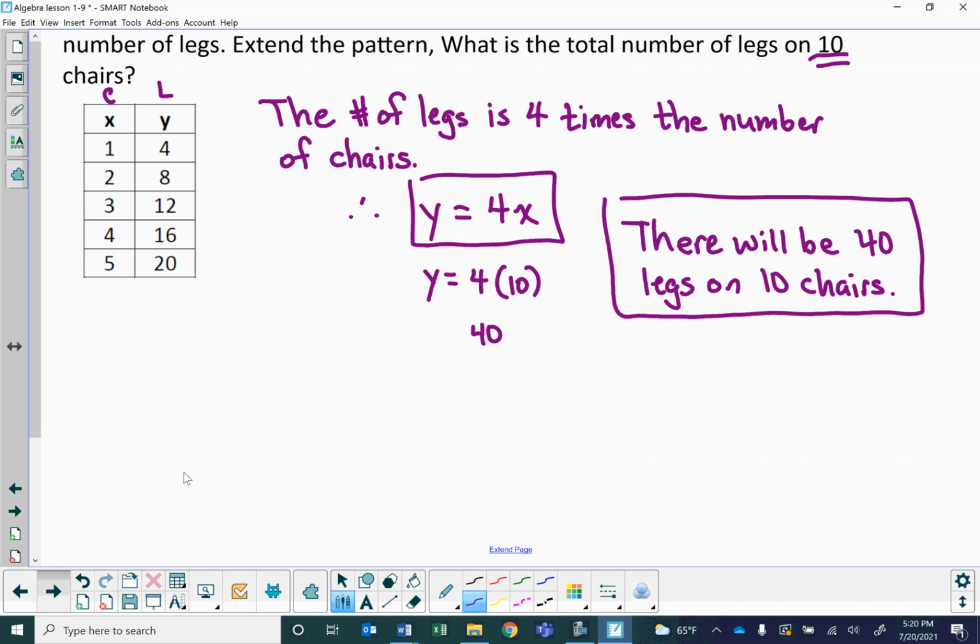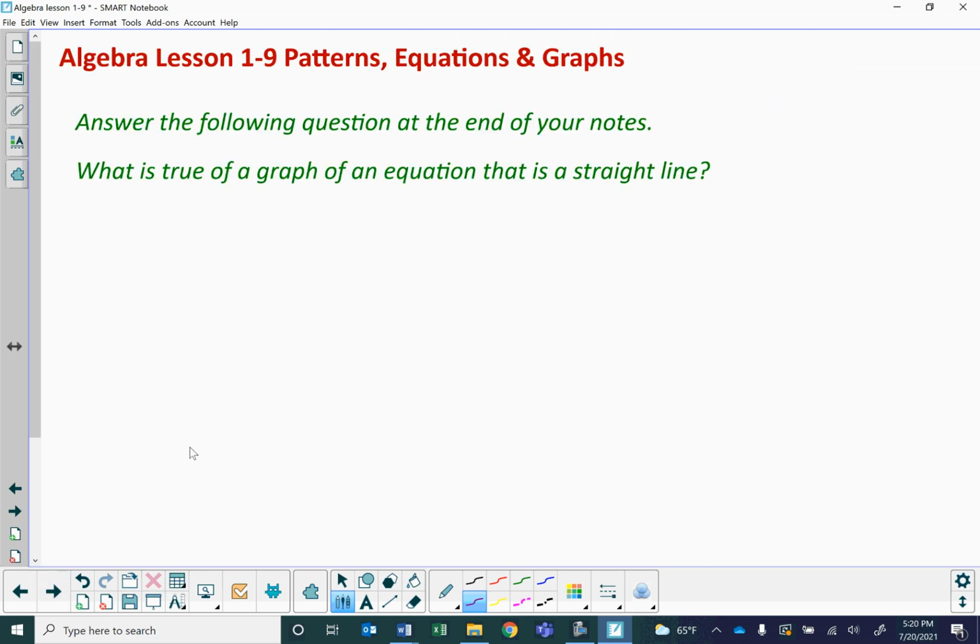All right, the question of the day for today is, what is true of a graph of an equation that is a straight line? What is true of a graph of an equation that is a straight line? Please answer that at the end of your notes.